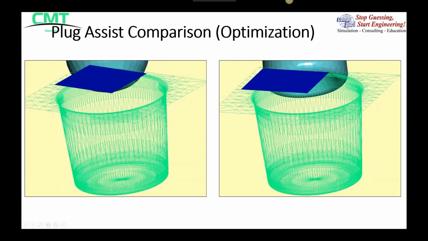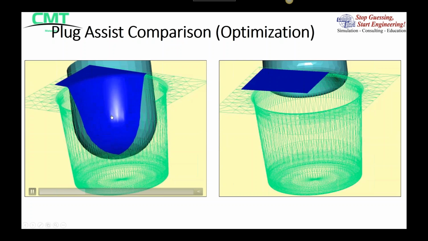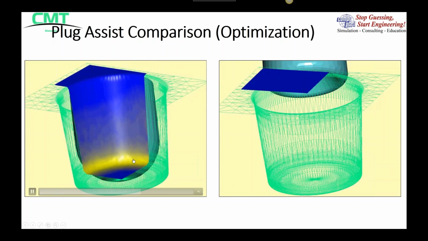So as an example of this, here is a video of a simulation of two plug assist designs. On the left, we have a typical rounded nose plug, and when you see the forming of this, it pushes the material down, and then the vacuum comes on, and we can see that the thinnest area is down in the corner of this cup, essentially where the material has to travel the furthest to reach the surface.